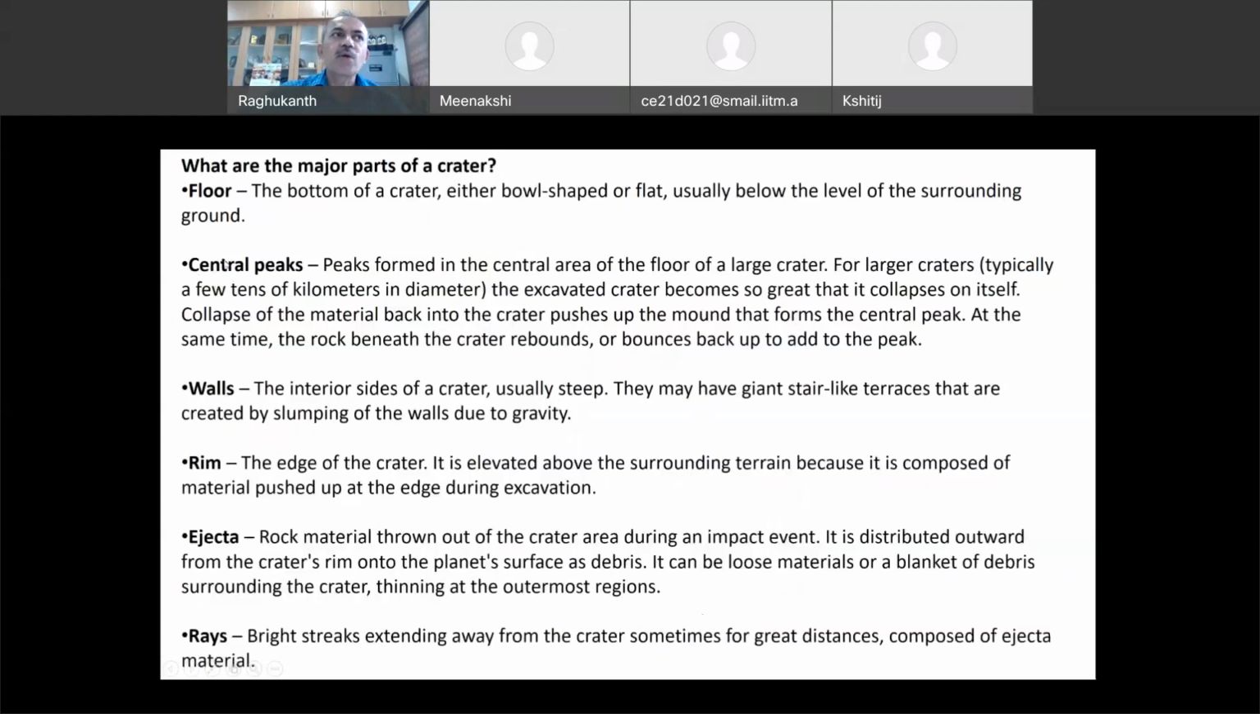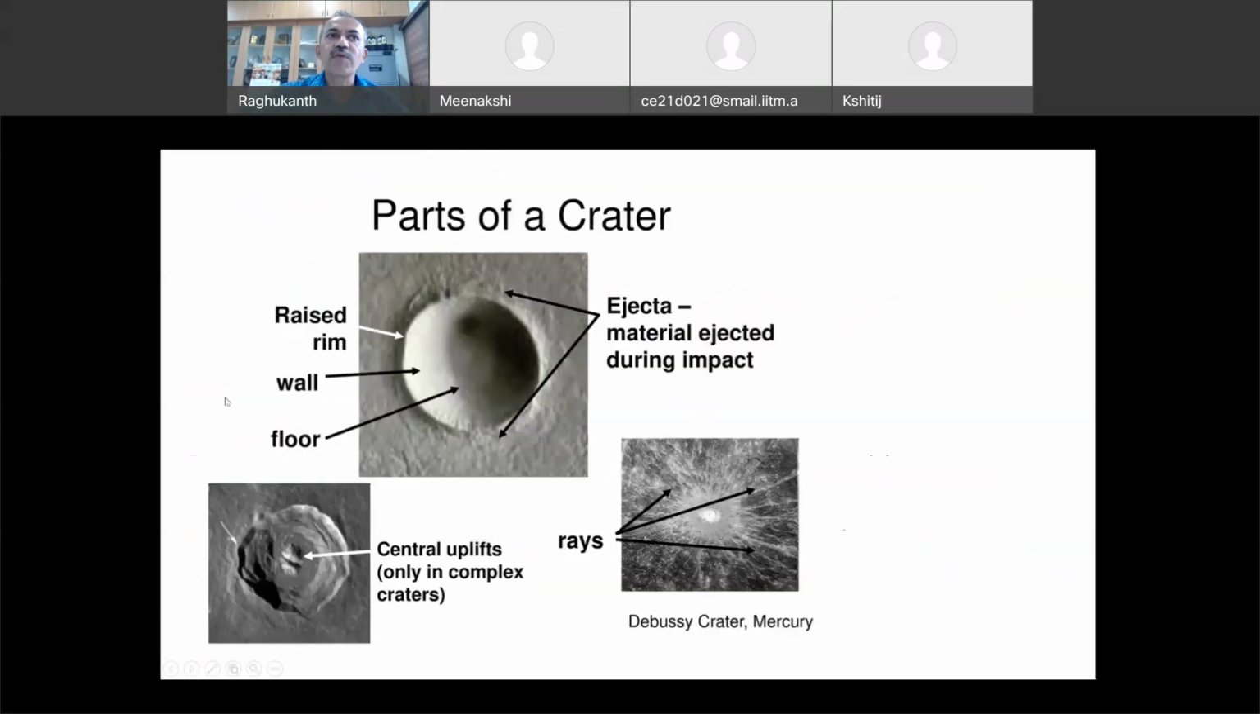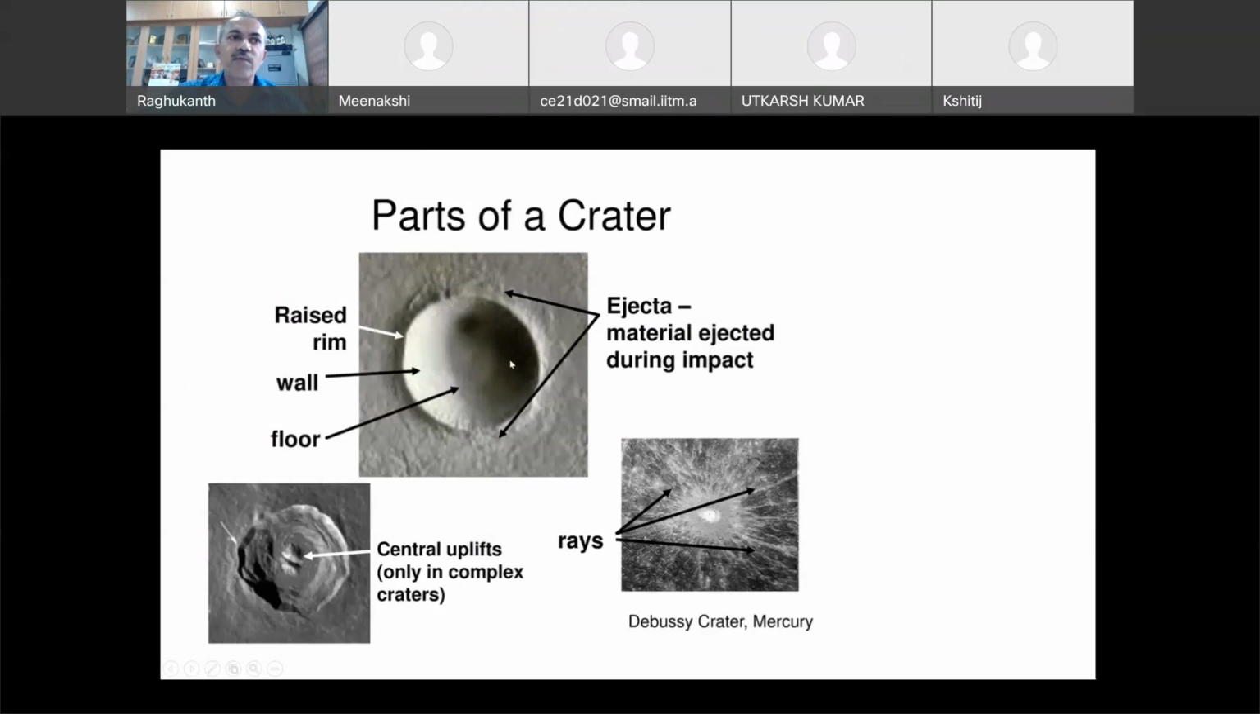We will come to this one. Walls: the interior sides of a crater, usually steep. They may have giant stair-like terraces that are created by slumping of the walls due to gravity. So this they call the walls of a crater. This is a very simple crater, basically. You can see this is what they call the walls of a crater itself.